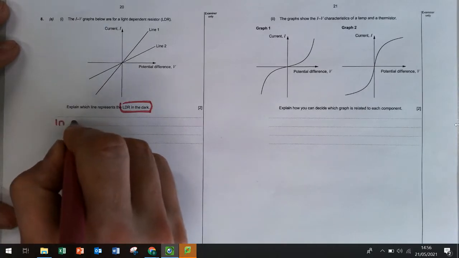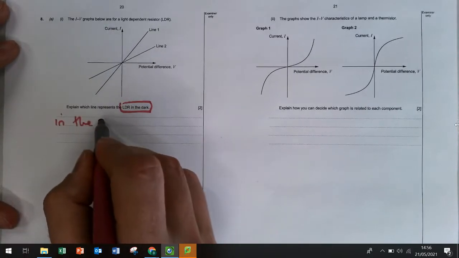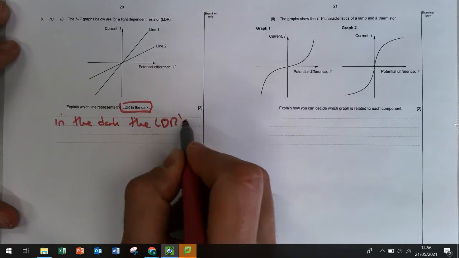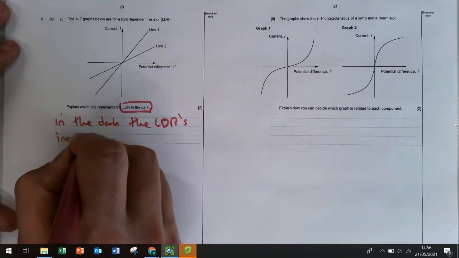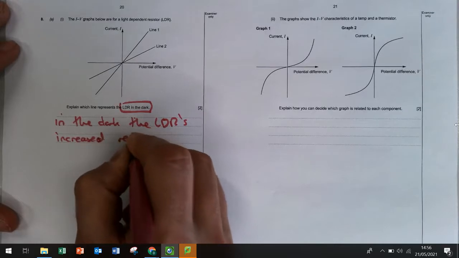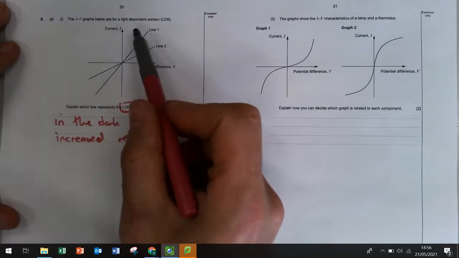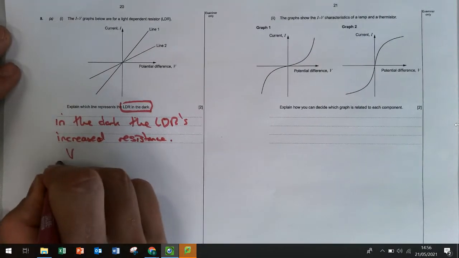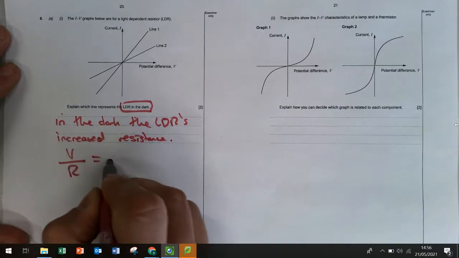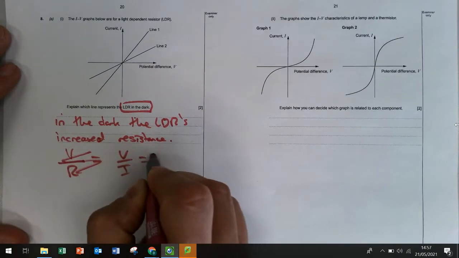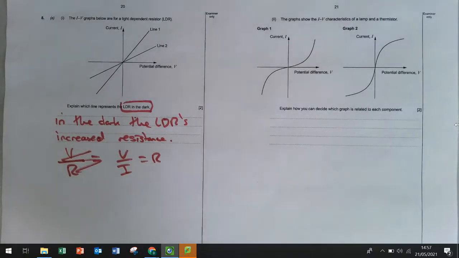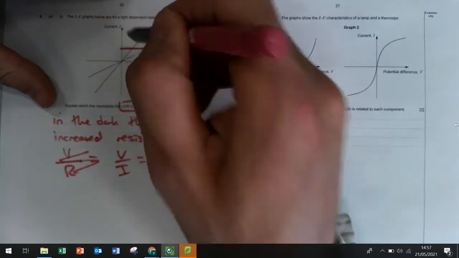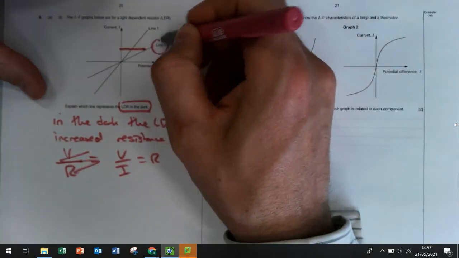So in the dark, what happens to the LDR? The LDR has an increased resistance, which means that we can work out which one of these lines represents a higher resistance. So we need to know our definition of resistance, which is V over I equals resistance. So for a given value of current, which one has the highest potential difference? Well, we can see that is line 2.